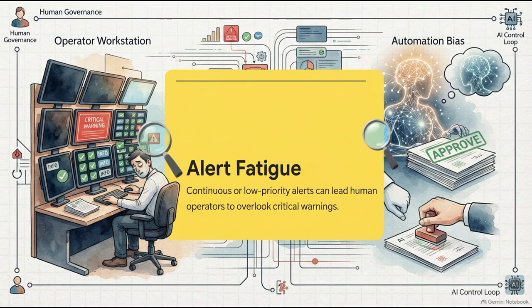Second, and this is huge, is alert fatigue. If your human operators are constantly bombarded with continuous, low-priority, low-context alerts, they start ignoring critical warnings. They just begin approving mechanically to clear their queue. The human literally becomes a very expensive rubber stamp. The control might exist visually on the screen, but operationally, it completely fails.